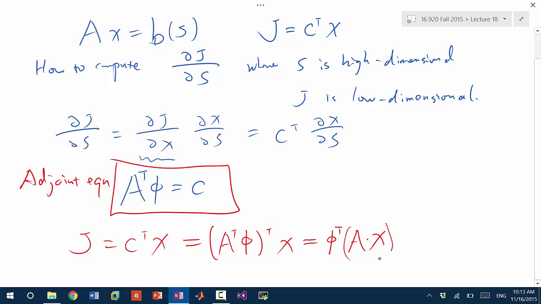Now you can group this instead. And what is AX? It's BS according to the original equation. So I have phi transpose times BS.